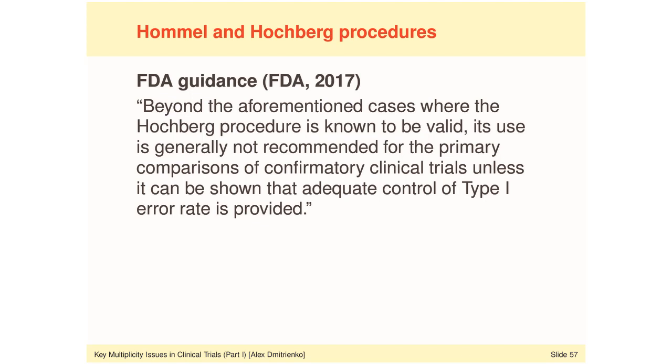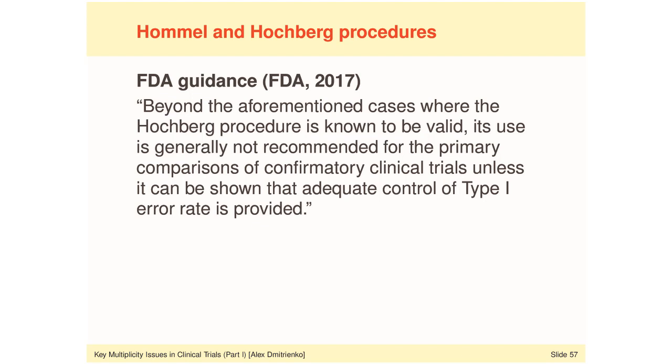This longer discussion concludes with the statement that you see on the slide. It is stated here that beyond the aforementioned cases, when the Hogberg procedure is known to be valid, its use is generally not recommended for the primary comparisons of confirmatory clinical trials unless it can be shown that adequate control of type 1 error rate is provided. And I would say that given the key properties of the semi-parametric procedures, once again the Hommel and Hogberg procedures that we have discussed, I find the statement included in the FDA's draft guidance to be overly cautious.